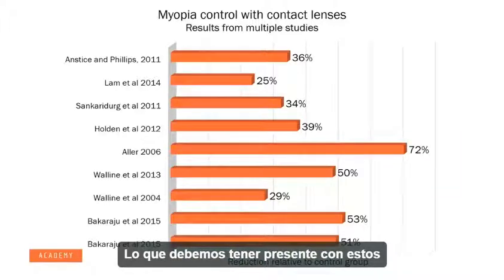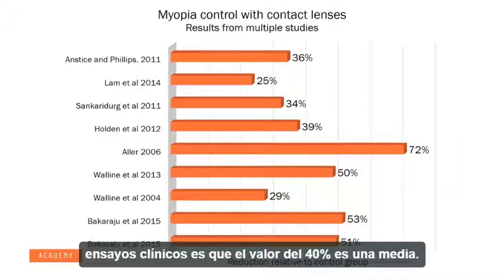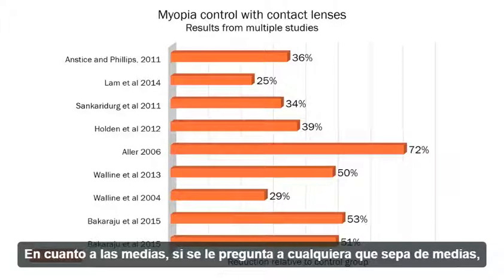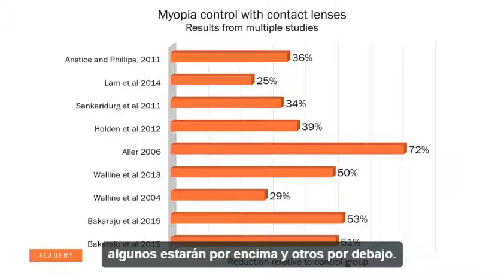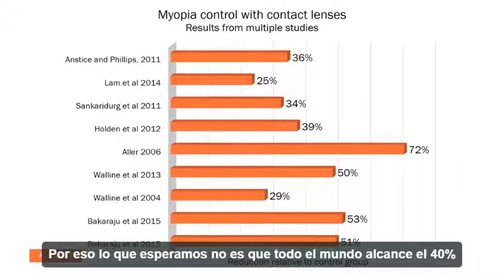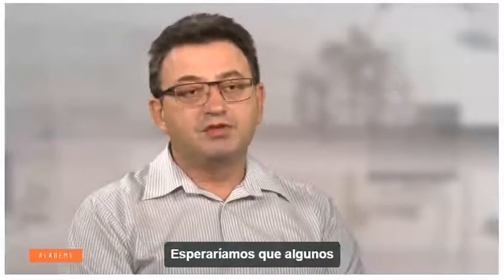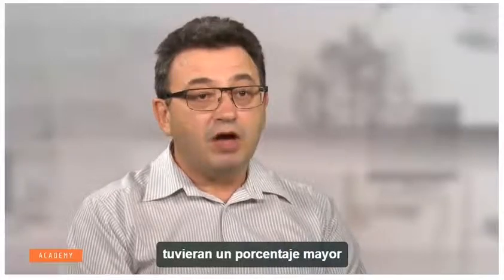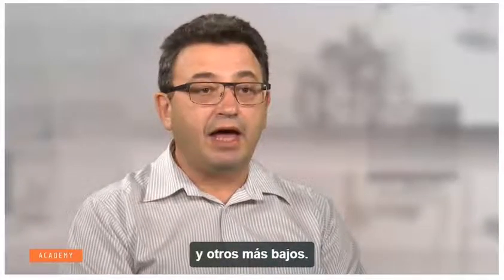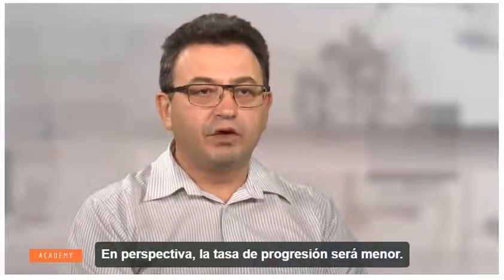What needs to be remembered with these clinical trials is that the value of 40% is an average. An average, if you ask anybody who knows averages, some will be above, some will be below. So what we would expect is not everybody to get 40%. We would expect some to have a much higher percentage, while others would not be nearly that high. Overall, the rate of progression will be less.